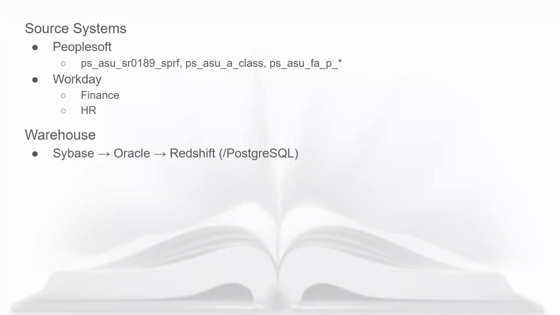So we have our warehouse history. As far as I know, Sybase was the first iteration of the warehouse. I don't think there was a lot of enrichment done at that time. And then we went into Oracle, and Oracle had some enrichment. Now we're in Redshift, and we have a lot of enrichment.